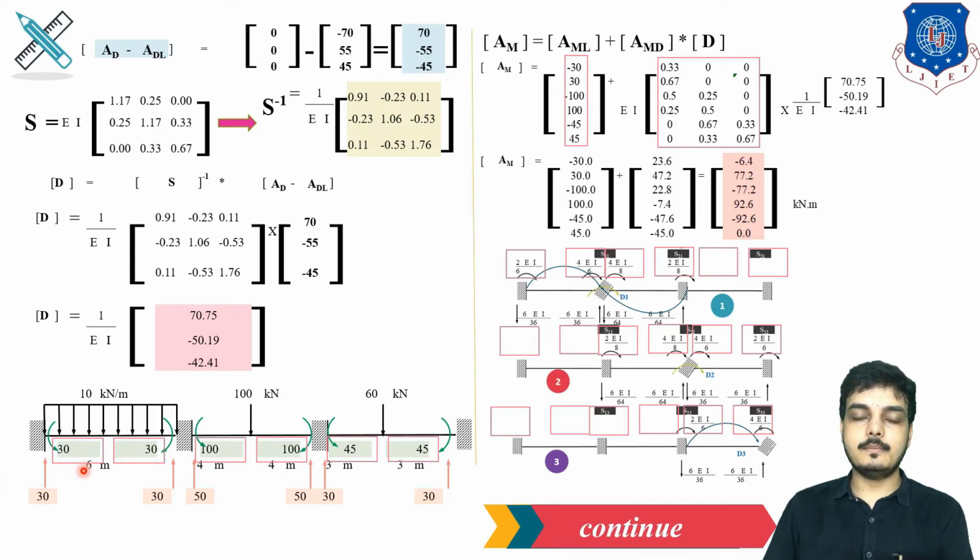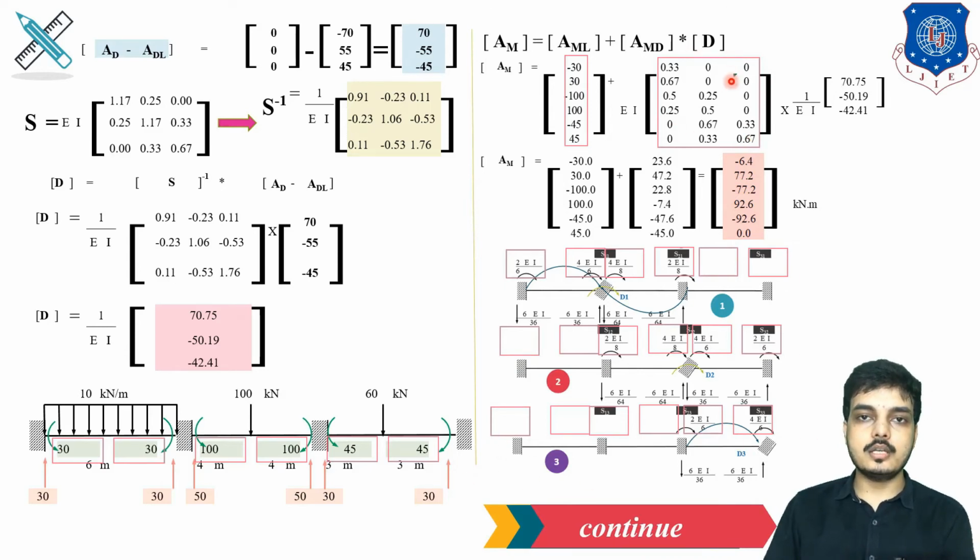So 30, minus 30, plus 30, minus 100, plus 100, minus 45 and plus 45 respectively have been placed over here. Now for this first column, use figure number 1. So at first place it is 2 by 6, which is nothing but 0.33. 4 by 6, 0.67. 4 by 8 is nothing but 0.5. 2 by 8, 0.25. No value, 0, 0. Similarly for second column, use this second figure. For third column, use this third figure.